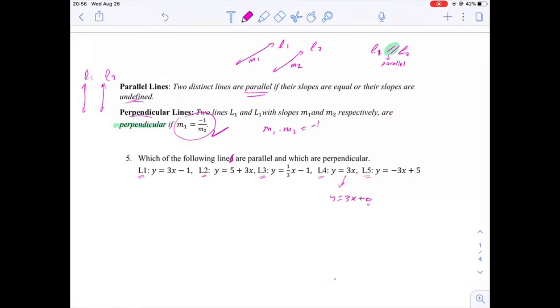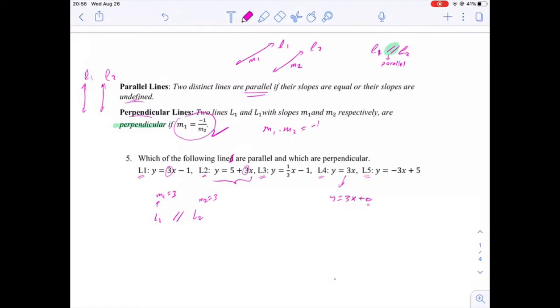Good. Now, they are parallel if they have the same slope, and the slope is the coefficient of x if the equation is written in the standard form. So let's look at L1. L1 has slope equals 3. Now we need to look for the same slope. If we look at L2, it has the same slope. The coefficient of x is 3. So L2 has slope 3. So they are parallel. And what else?